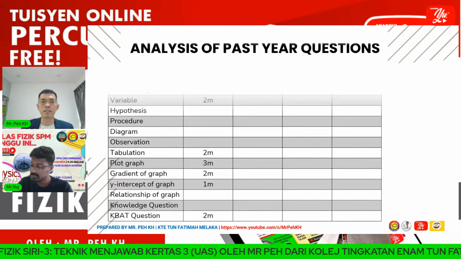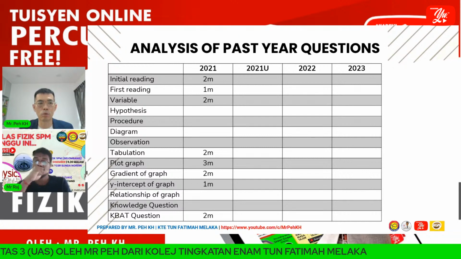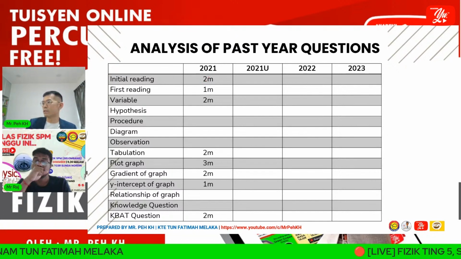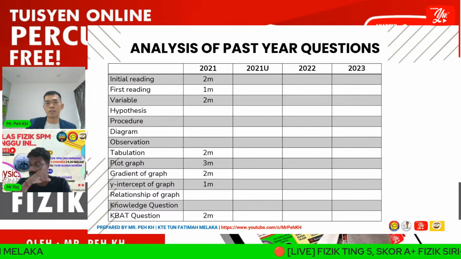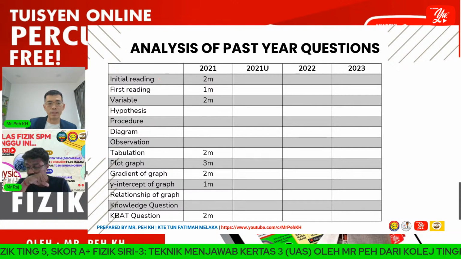Okay, then next, I also do some analysis of the past year questions here. So you can see here the 2021 2 marks question. As I mentioned just now, the total marks for Paper 3 will be 15. Okay, so here for 2021, the 2 marks is asked about the initial reading.